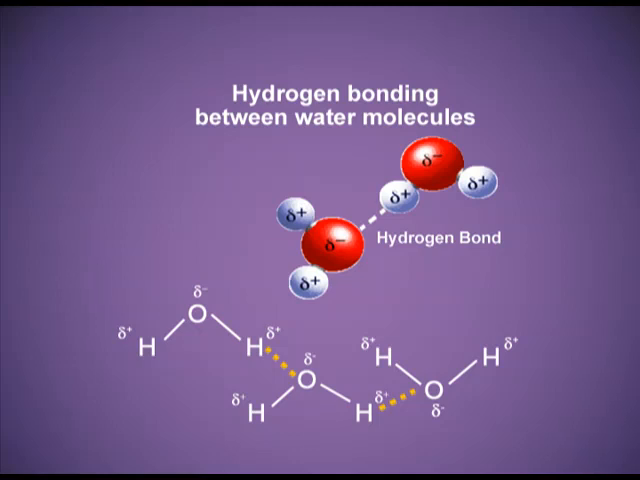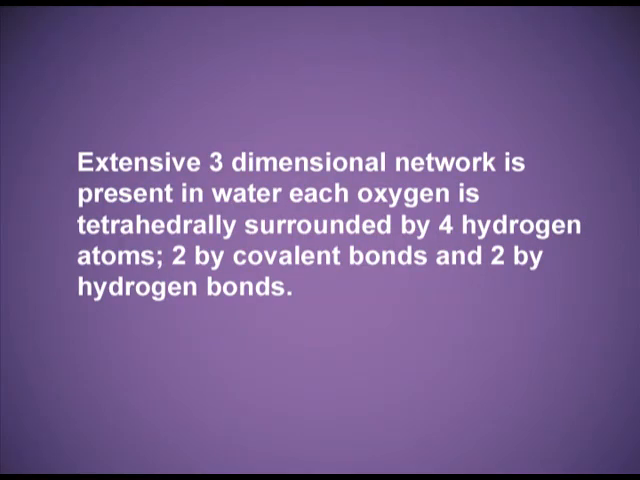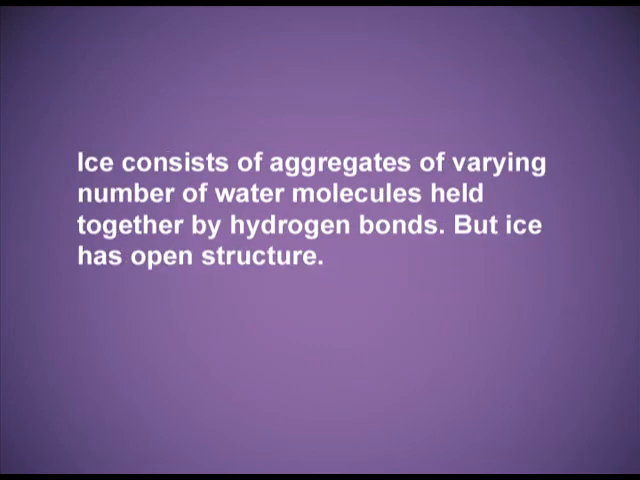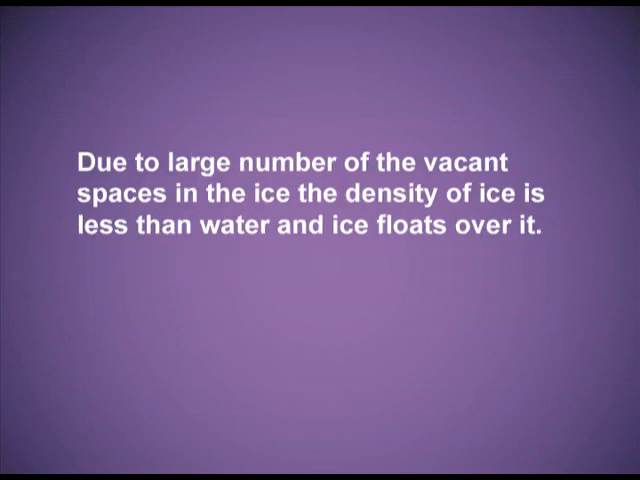Inter means between two molecules. The bond line formula you can also see at the bottom, which is showing the hydrogen bonding in water. An extensive three-dimensional network is present in water. Each oxygen is tetrahedrally surrounded by 4 hydrogen atoms, 2 by covalent bonds and 2 by hydrogen bonds. Ice consists of aggregates of varying numbers of water molecules held together by hydrogen bonds, but ice has an open structure. Due to the large number of vacant spaces in the ice, the density of ice is less than water and ice floats over it.